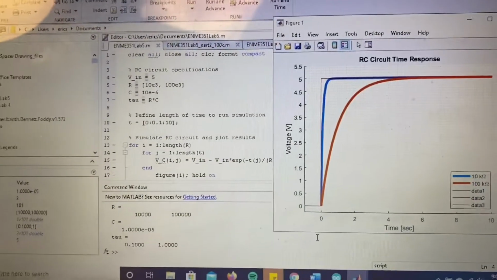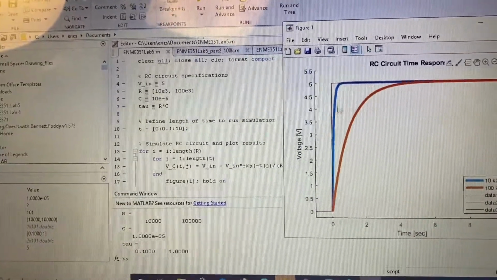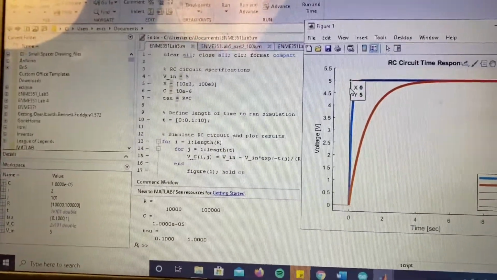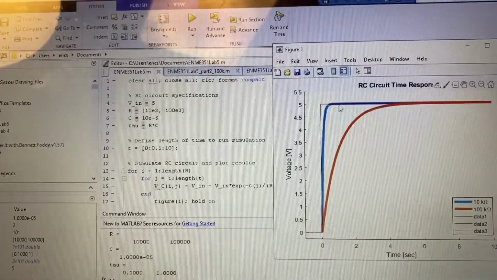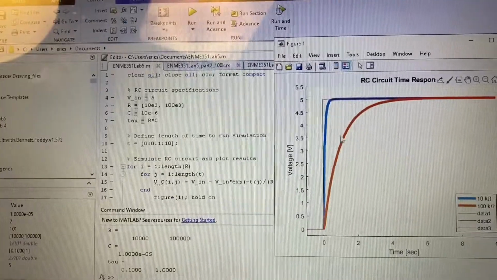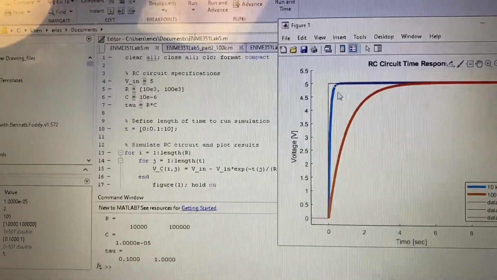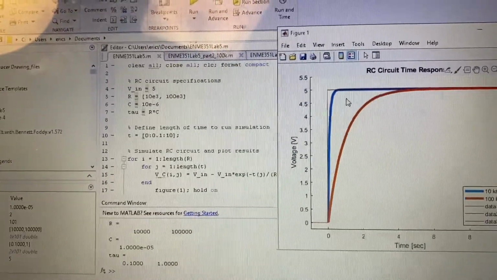So if we take a look at the MATLAB simulation, we can see this thin line is a step input from 0 to 5 volts, such as the one that your output pin can create. The blue line is the response of an RC circuit with a 10 kilo ohm resistor, and this orange line is the response of an RC circuit with a 100 kilo ohm resistor. Both of these lines signify the voltage across the capacitor in that circuit.